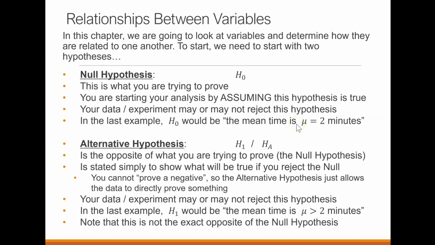All right. Note this is not the exact opposite of the null hypothesis. What would the exact opposite be? Yeah, the mean time is not 2 minutes. Because this is only half of that, right? The other half would be less than 2 minutes. But from our data, that certainly seems unlikely, right? Given that the new mean we found was 2.2.